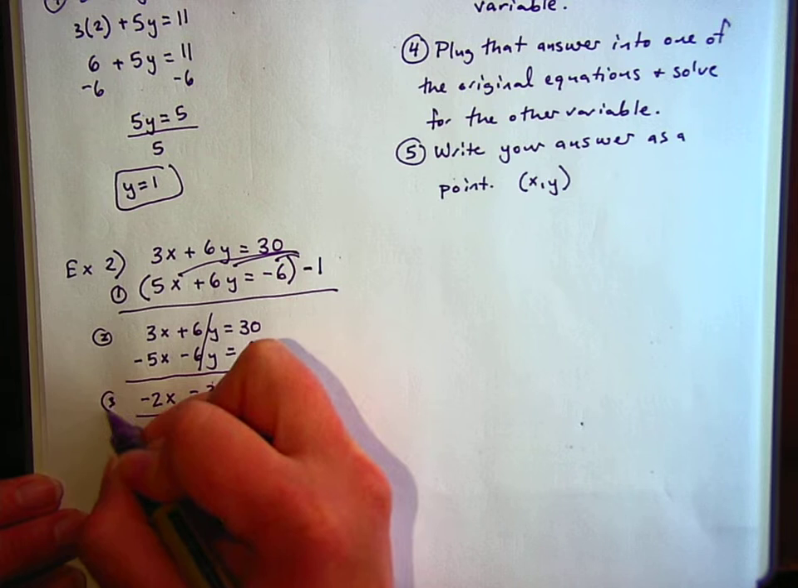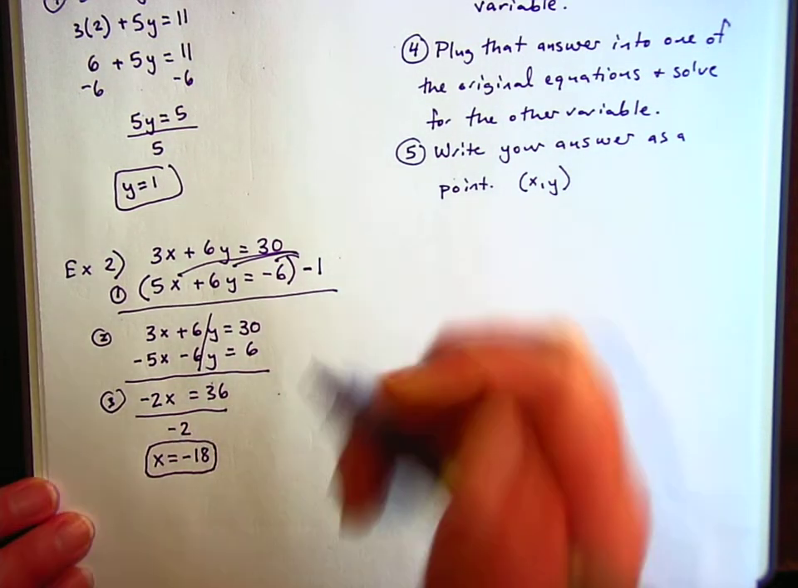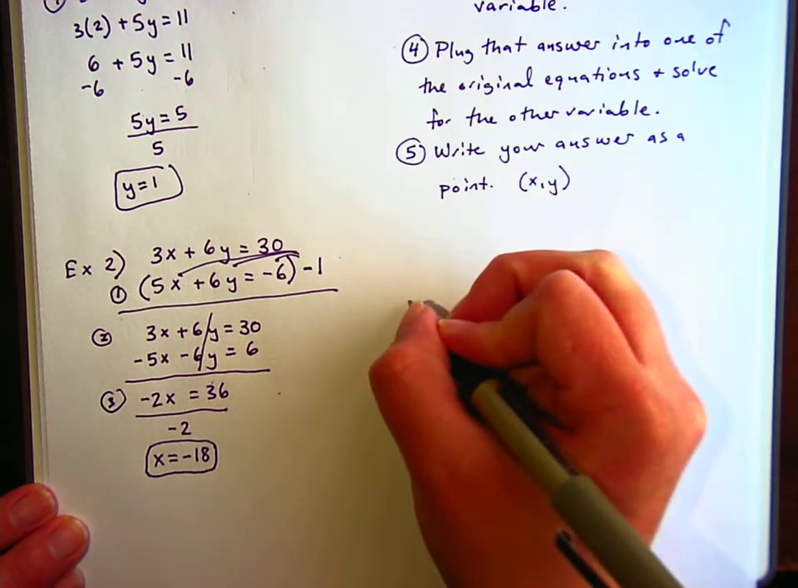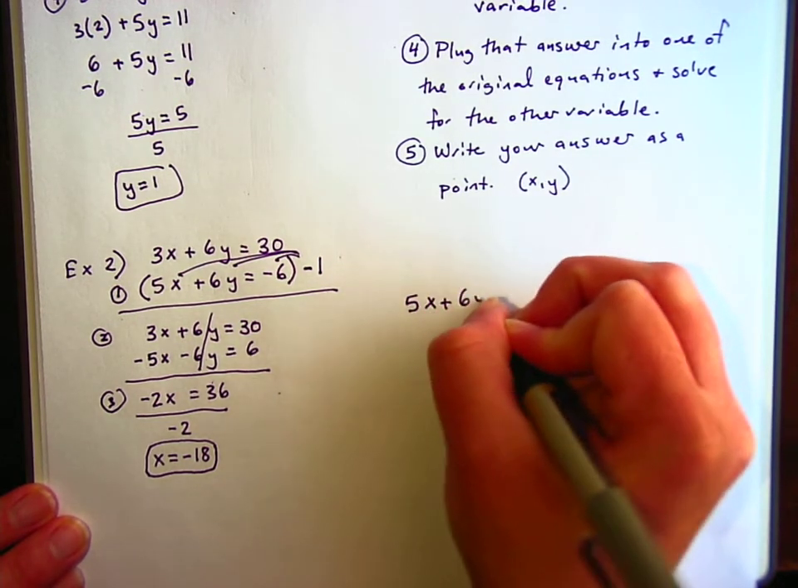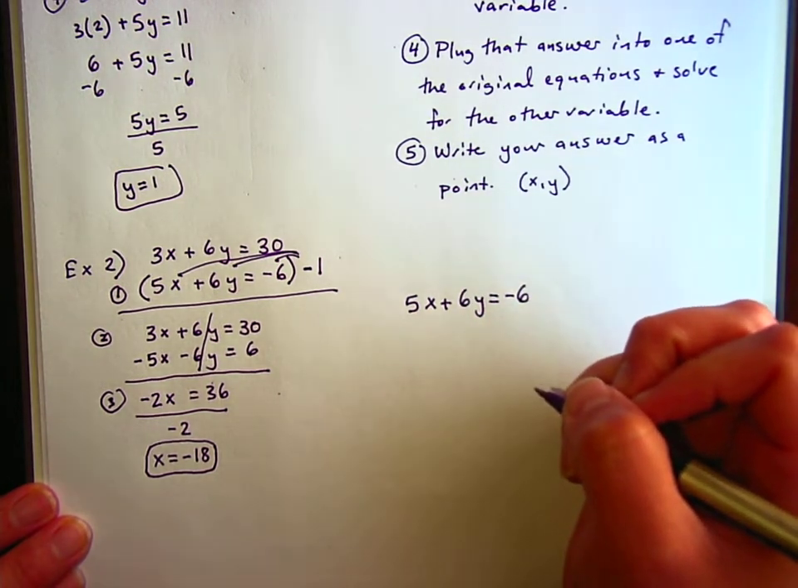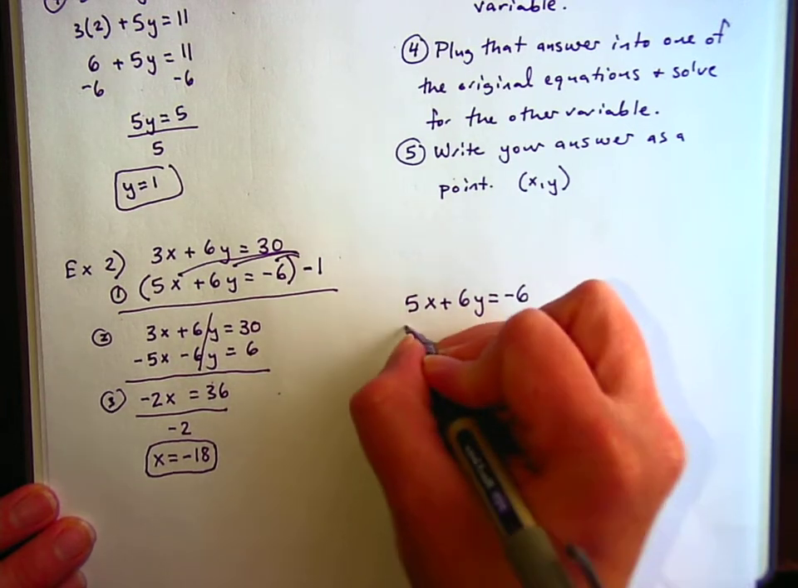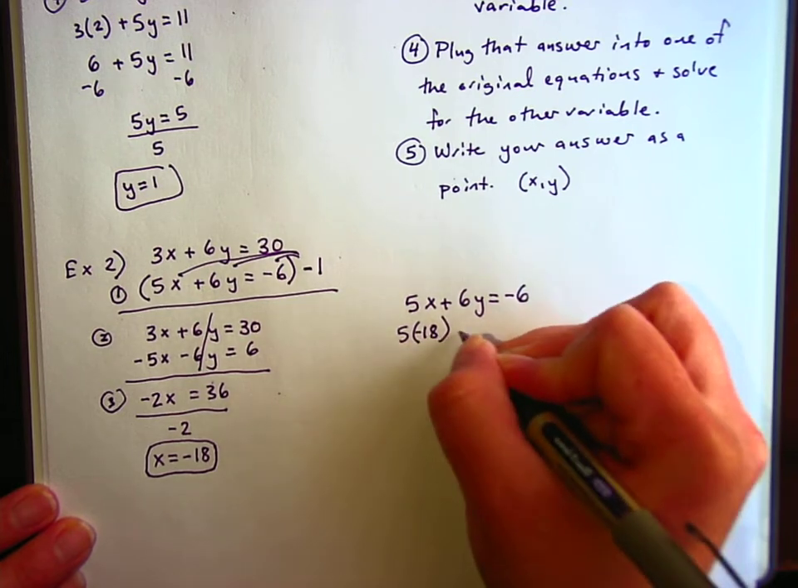That was right here. So now step 4 says I'm going to plug that answer into one of the original equations. Okay. So I'm going to, I don't know, I'll pick the bottom one. So 5x plus 6y equals negative 6. And then I'm going to plug in negative 18 right there.